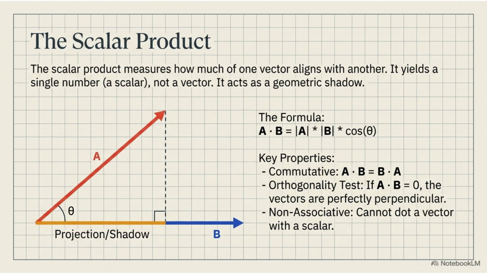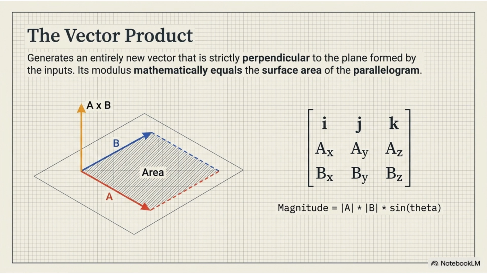The dot product. The dot product is calculated using the formula a dot b equals the magnitude of a multiplied by the magnitude of b multiplied by the cosine of theta. The result is always a scalar. The dot product measures how much one vector acts in the direction of another. A common example is work. Work equals force dot displacement. If the force and displacement are in the same direction, the work is maximum. If they are perpendicular, the work is zero.